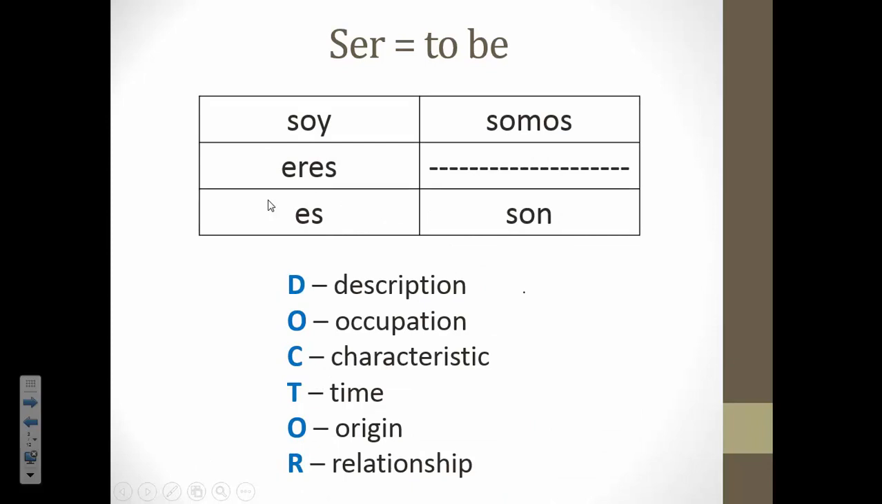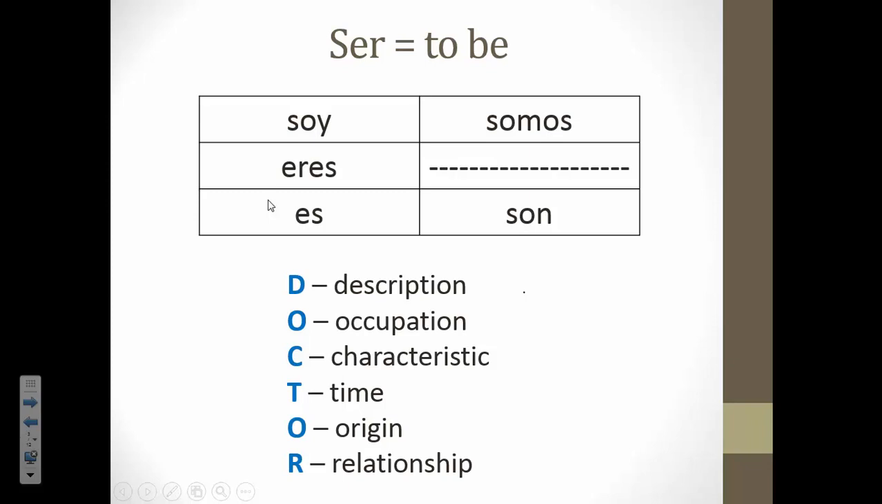Okay, so there is an acronym that you can use to help remember when to use the verb ser. If you're trying to make a description of something, you're going to use ser. If you're talking about an occupation, someone's profession, the job they do, you're going to use ser. If you're talking about a characteristic of a person or a thing, then you're going to use ser.